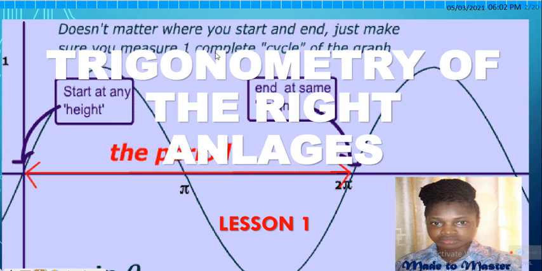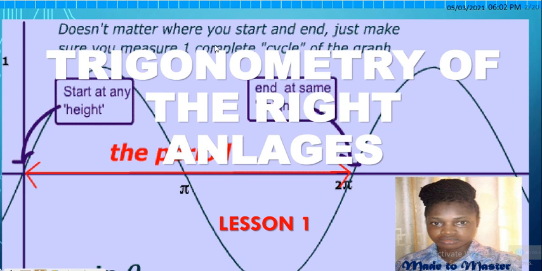This is a special course in pre-calculus. So at the end of this lesson, you should be able to define the trigonometry of the right angle. You should be able to state the trigonometric ratios of the right angle triangle, which are the 6 trigonometric ratios of the right angle triangle, and you should be able to apply these ratios to solve right angle triangle problems.